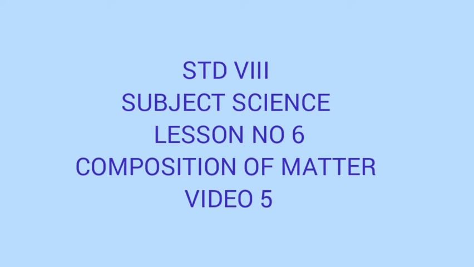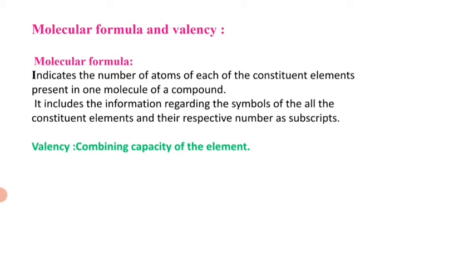Hello everyone. Today we are going to continue lesson number 6, composition of matter. Molecular formula and valency. There is a definite proportion of the constituent elements in a compound. A certain number of atoms of the constituent elements are joined to each other in a molecule of a compound.